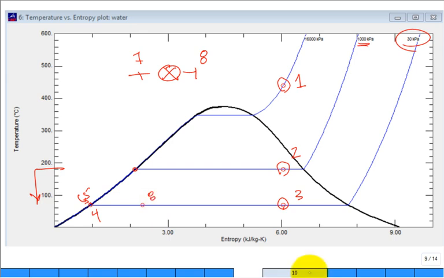Go ahead. At state 3, how would you find the temperature? State 3, this one, you know it's a quality right there. Once you know it, it's the saturation temperature at that pressure. So you just basically look at it. It's the saturation temperature at that pressure.